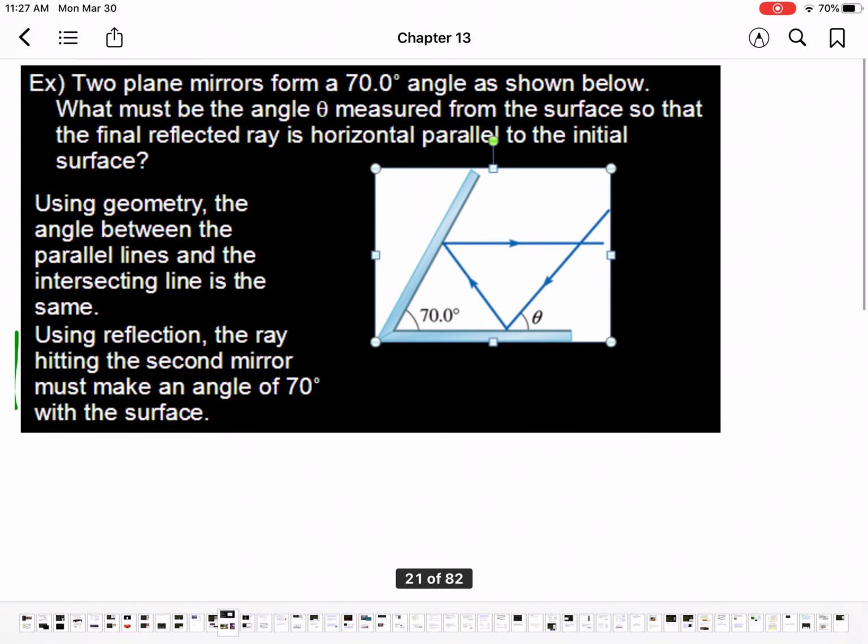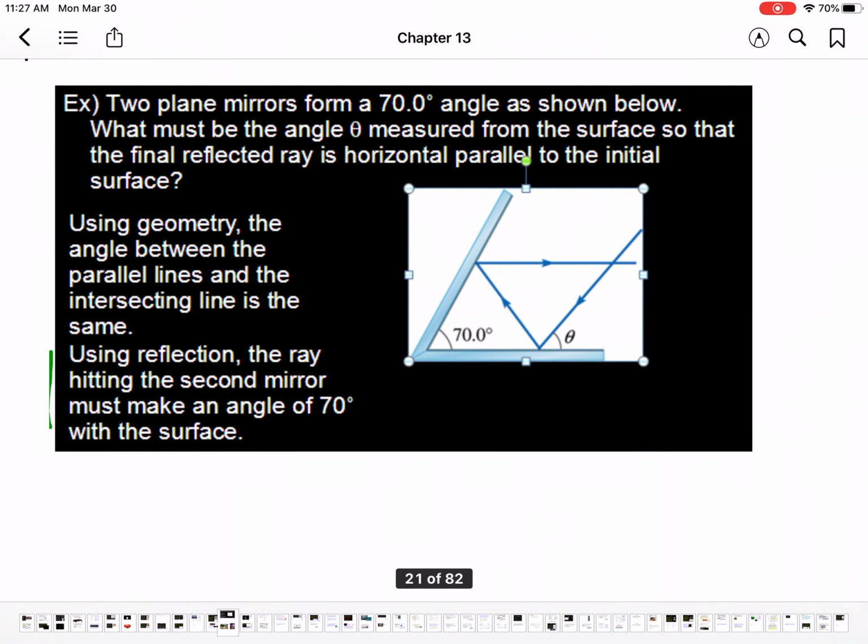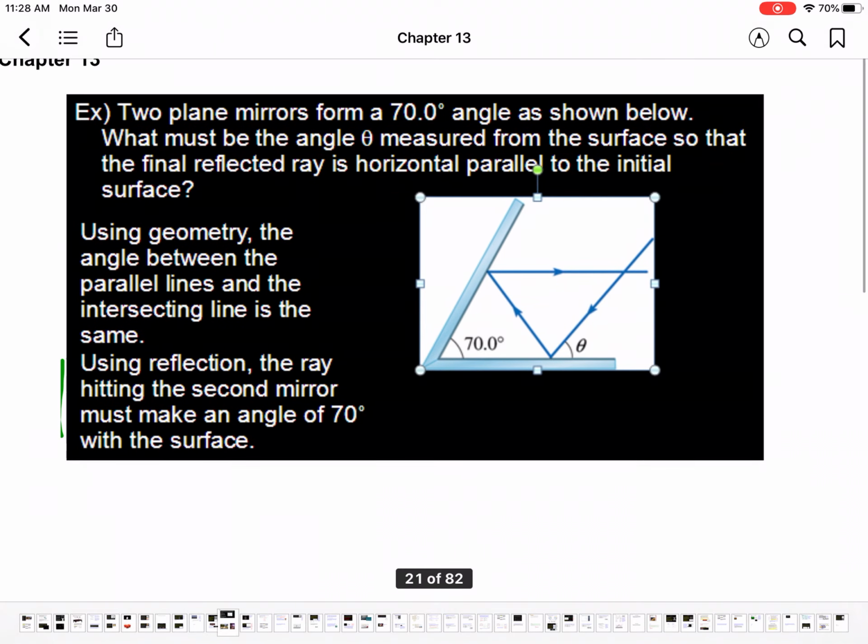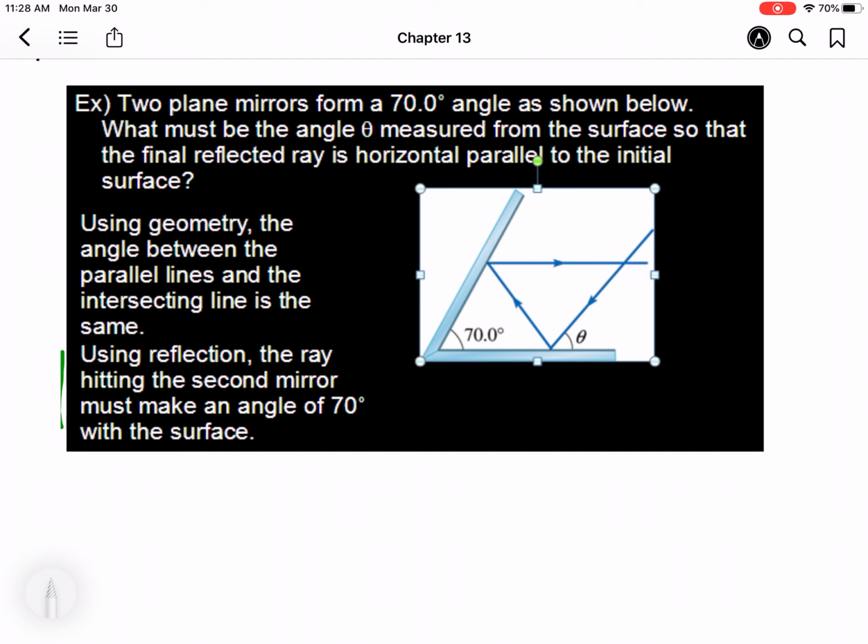All right, so we're going to have to use some angles and stuff like that to figure this out. Two plane mirrors form a 70-degree angle as shown below. What must the angle theta be, measured from the surface, so that the final reflected ray is horizontally parallel to the initial surface? So what angles result in this is basically what's asking us.